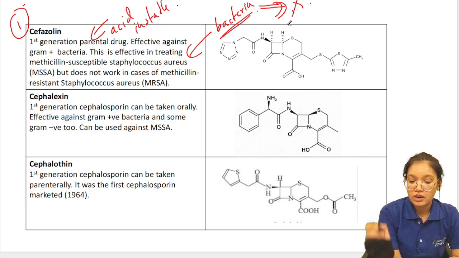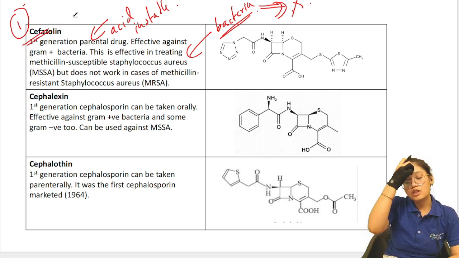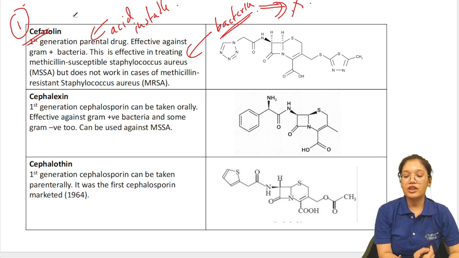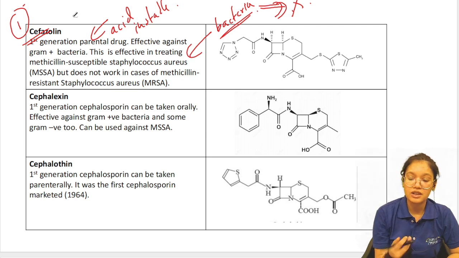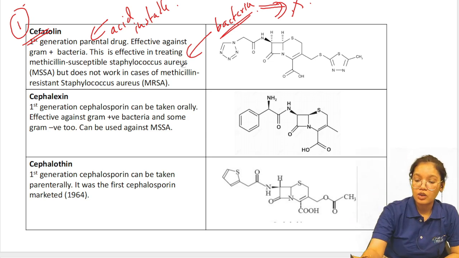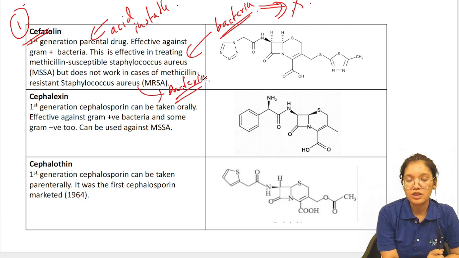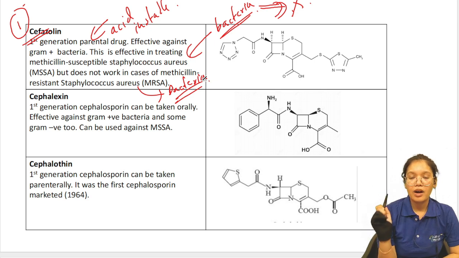Okay, now this cefazolin does not act against the methicillin resistant Staphylococcus aureus. Now what is this methicillin resistant Staphylococcus aureus? This particular bacteria is not susceptible to the beta-lactam antibiotics. Most of the beta-lactam antibiotics cannot kill this particular bacteria. So cefazolin is also not effective against this MRSA.